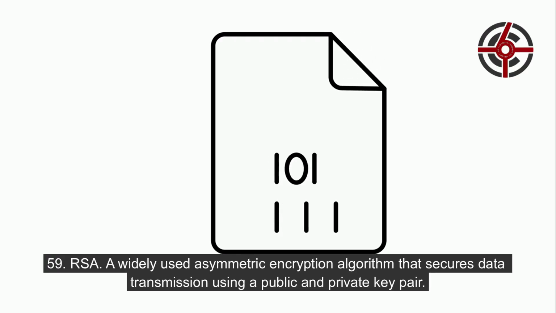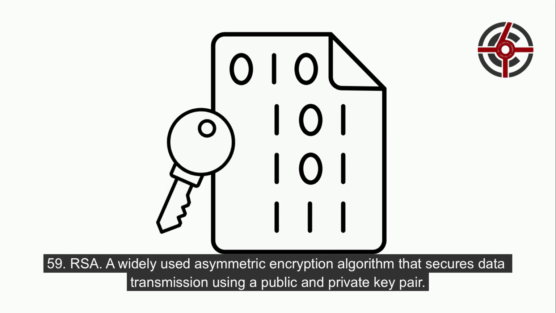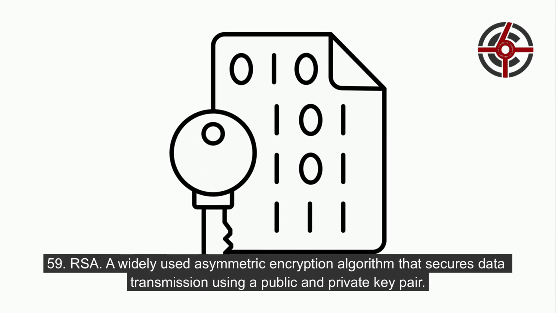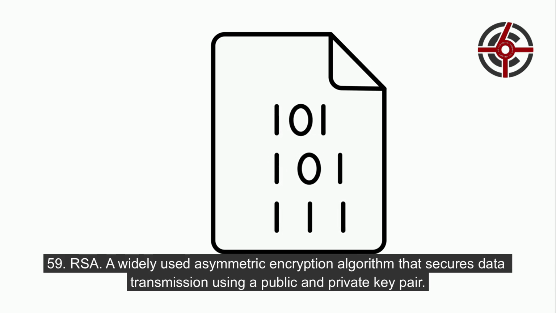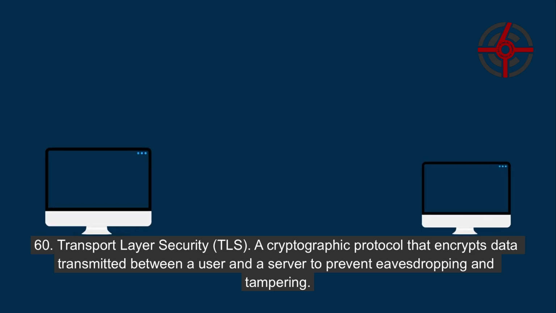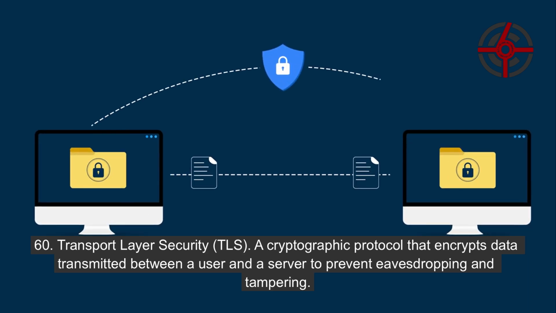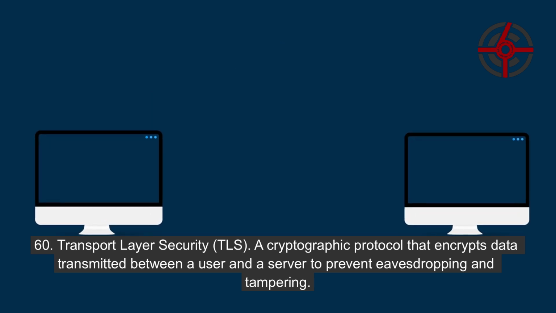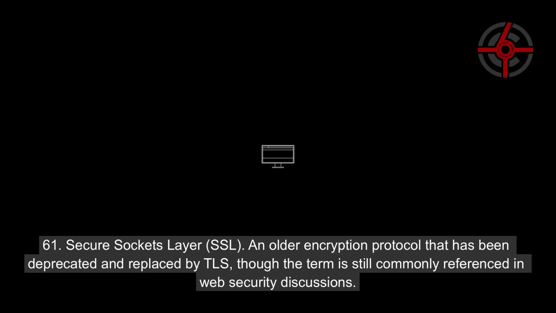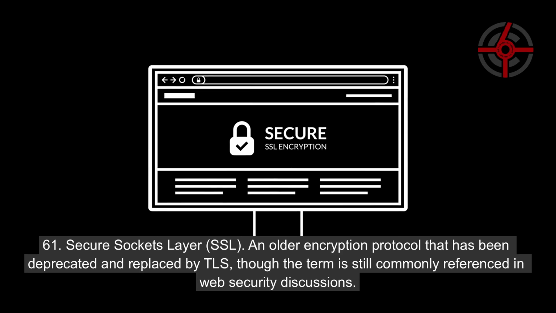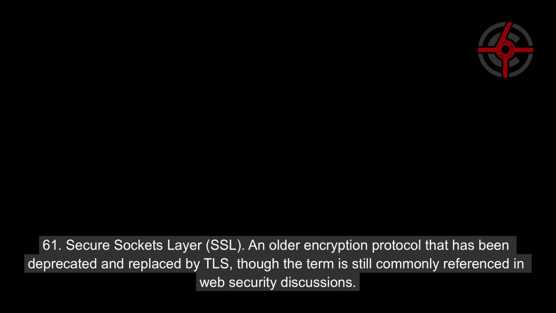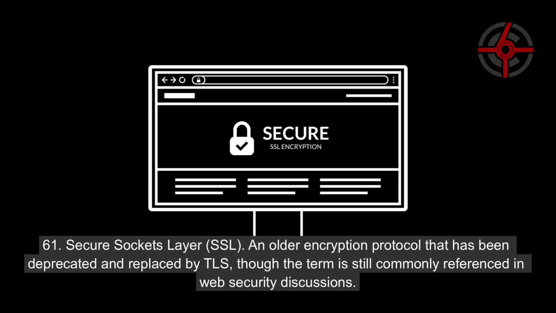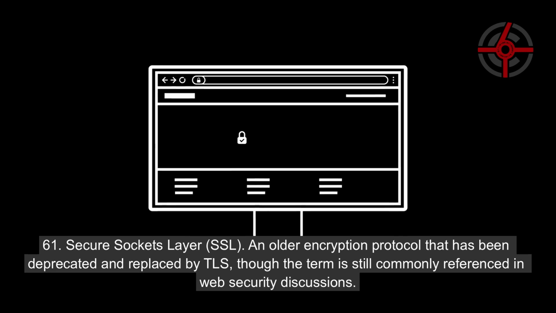59. RSA, a widely used asymmetric encryption algorithm that secures data transmission using a public and private key pair. 60. Transport Layer Security, TLS, a cryptographic protocol that encrypts data transmitted between a user and a server to prevent eavesdropping and tampering. 61. Secure Sockets Layer, SSL, an older encryption protocol that has been deprecated and replaced by TLS, though the term is still commonly referenced in web security discussions.